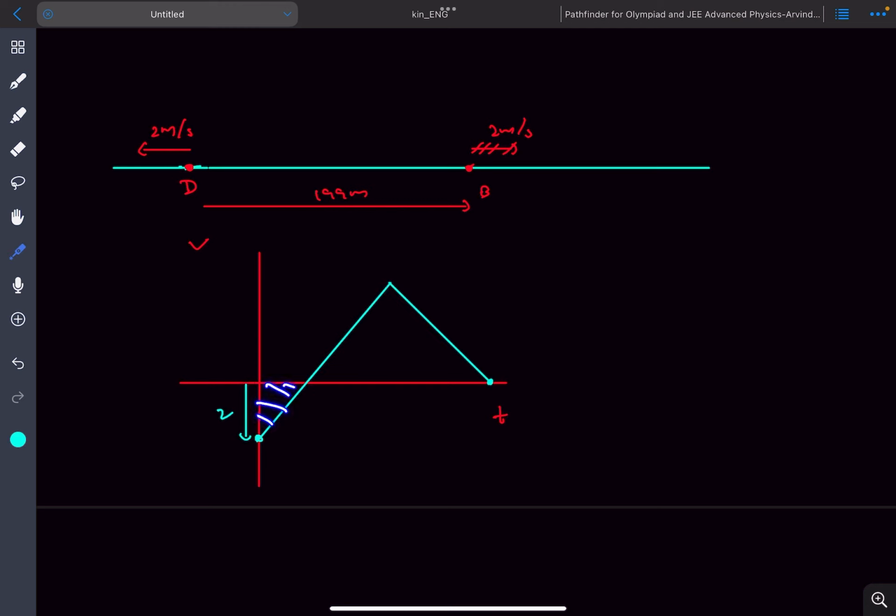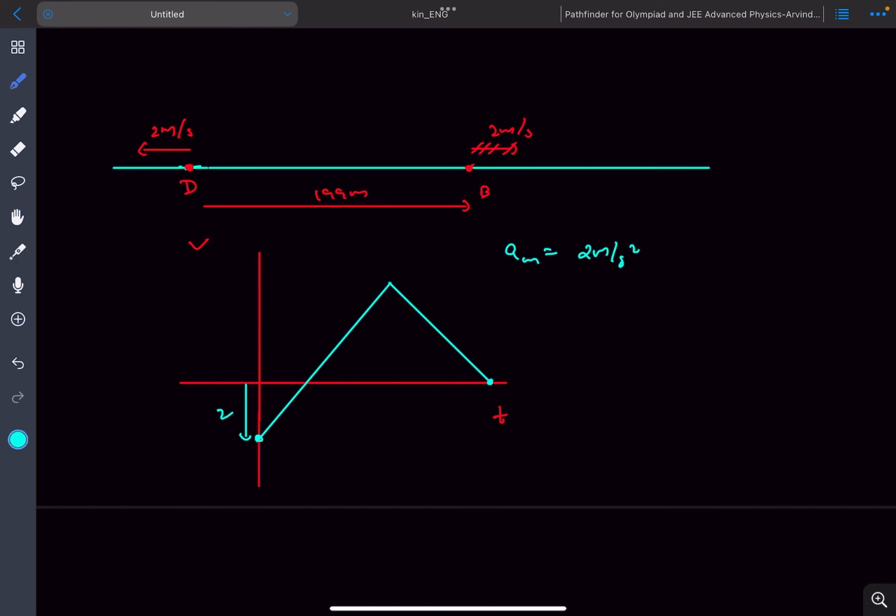Now, if you add up the displacements, which is the area under the curve, you should get the answer as 199 meters. Why is this particular case the minimum time taken? Well, it's because the maximum rate at which the dog can accelerate is 2 meters per second square. So he's putting all his effort into increasing his speed, and then all his effort into decelerating till he reaches the boy. That's why this is the condition for minimum time.